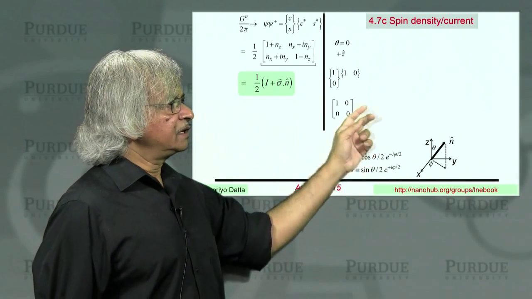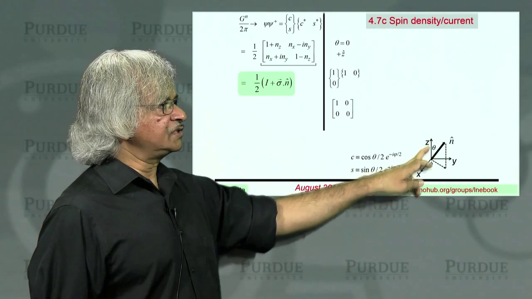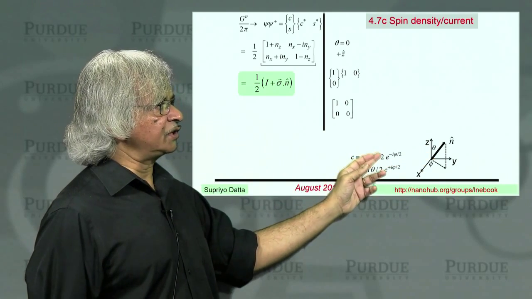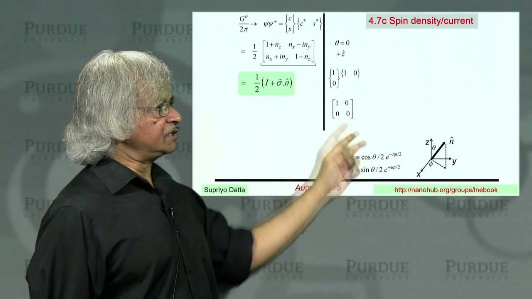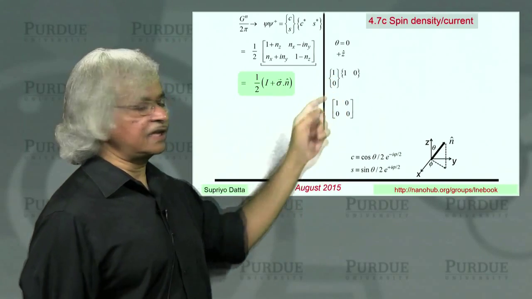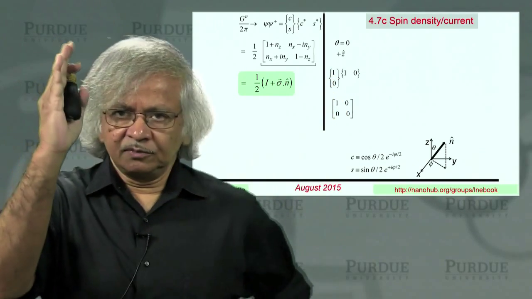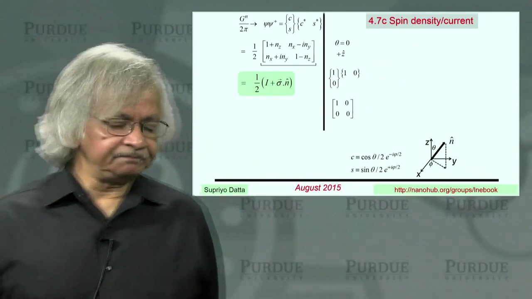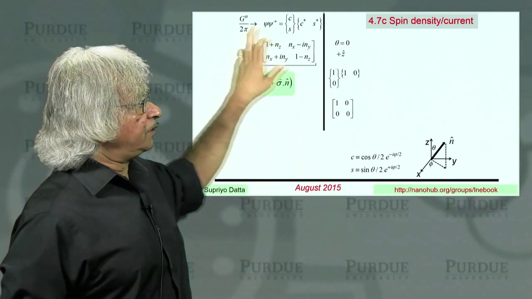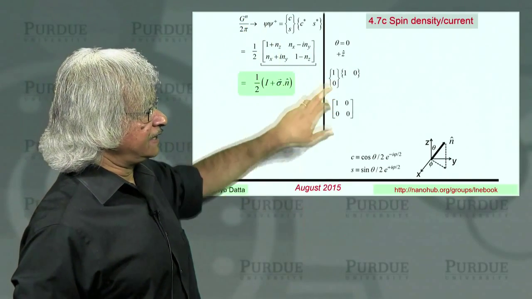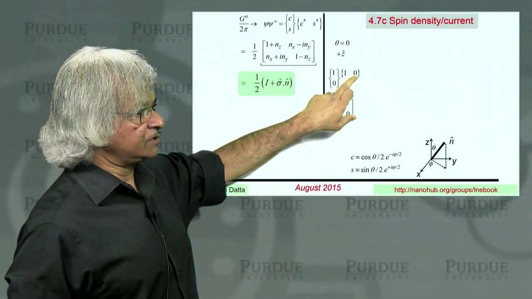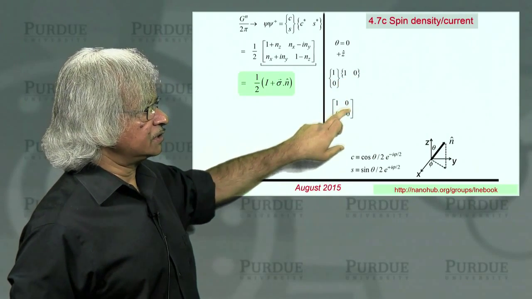If theta is 0, that's in the Z direction. So you get cosine 0, that's 1, sine 0, that's 0. So the wave function is like (1, 0). That's a spin pointing in the Z direction. So when you take Gn, that's like psi dagger. So (1, 0) times (1, 0) gives you the matrix [1, 0; 0, 0].